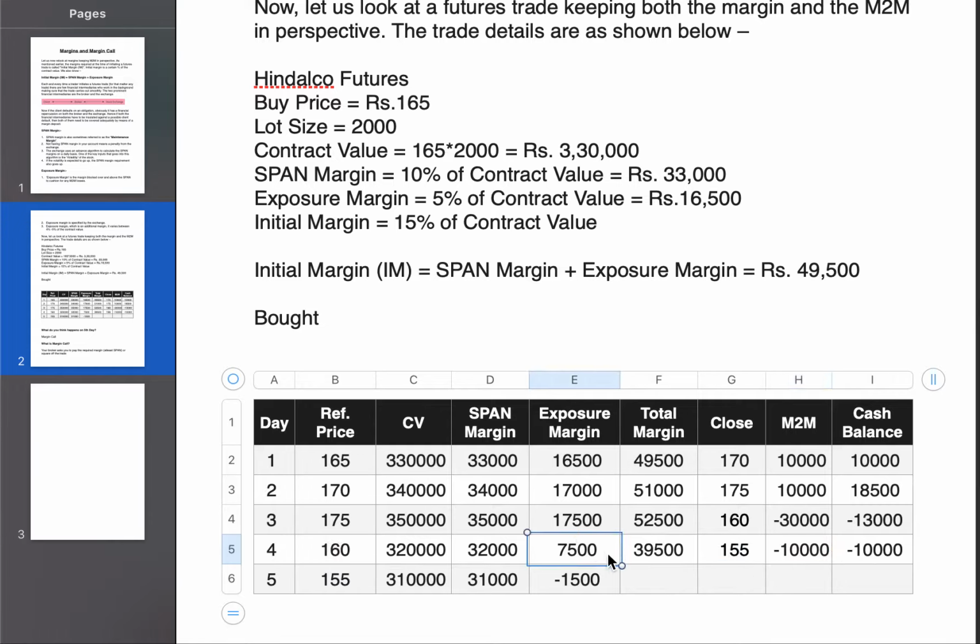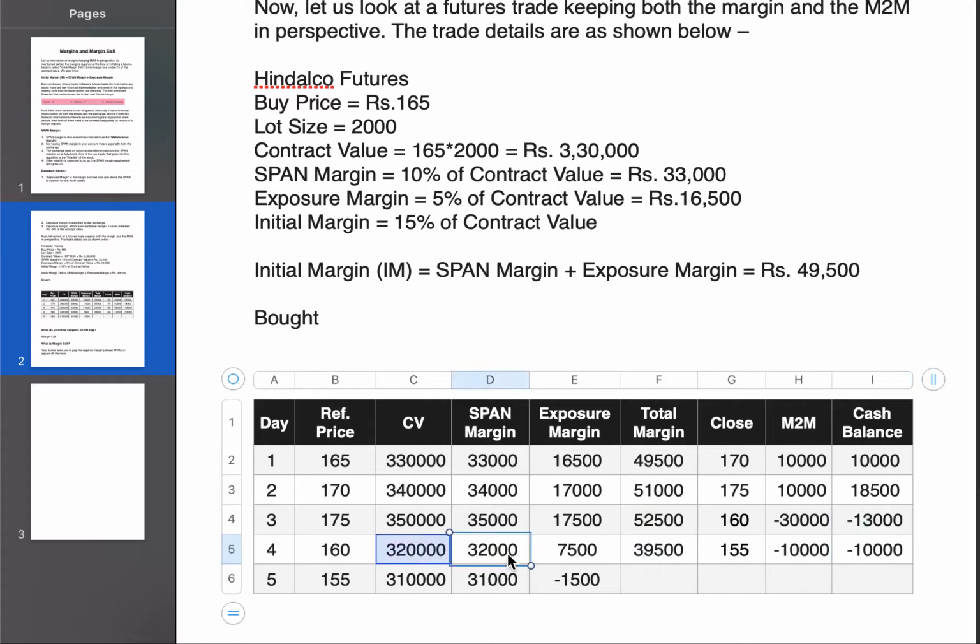But something unfortunate happens on that day, and the future price falls further. It falls 5 rupees and it closes at 155 rupees. I faced a 10,000 rupee loss because 5 rupee loss per future, 5 into 2,000, cash balance is negative 10,000 rupees. Okay, now since cash balance is negative 10,000 rupees, it will be accounted for in the exposure margin.